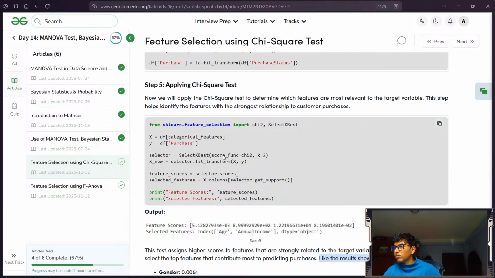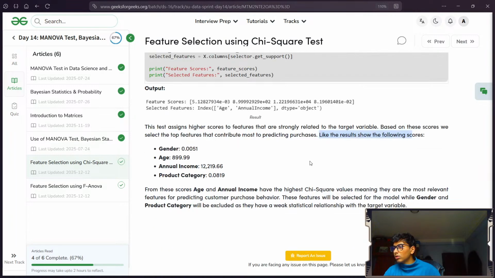Why are these four categorical features? Like the results shown in the following scores: gender is 0.0051, age is 8,899.99, annual income is 12,219.66, and product category is this. From these scores, age and annual income have the highest chi-square values, meaning that they are the most relevant features for predicting customer purchase behavior.